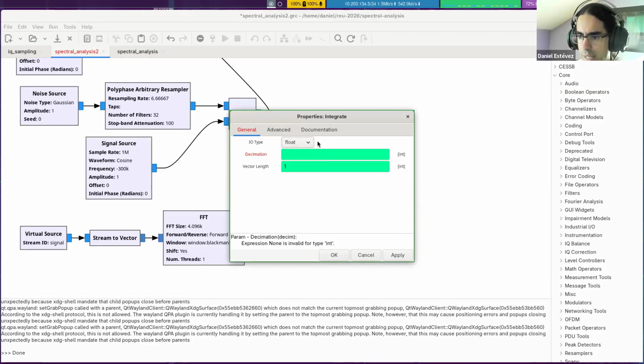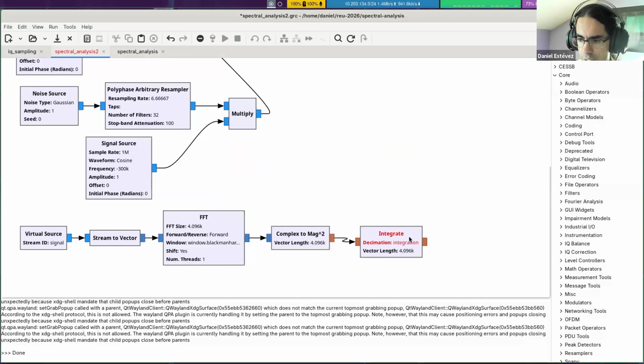So first, the type. I want to integrate real numbers or floating point numbers, not complex numbers. Then the decimation, which I'm going to set with a variable. I'm just going to call it integration. And then the vector length is NFFT. So this is going to sum integration vectors. Let's pretend for a moment that integration is 7.